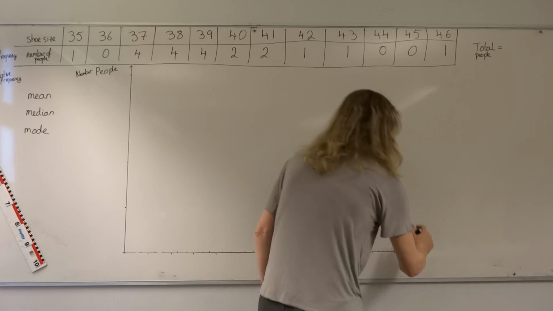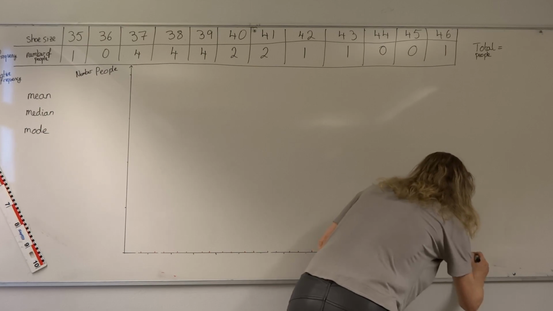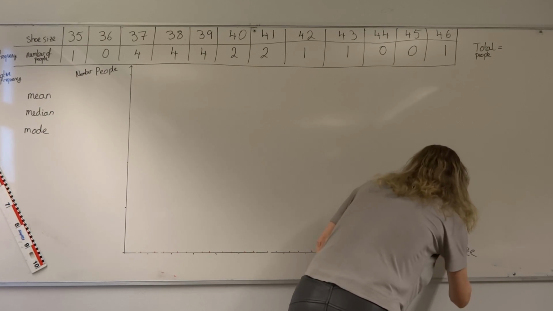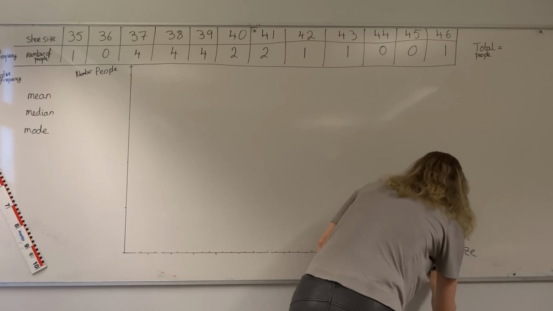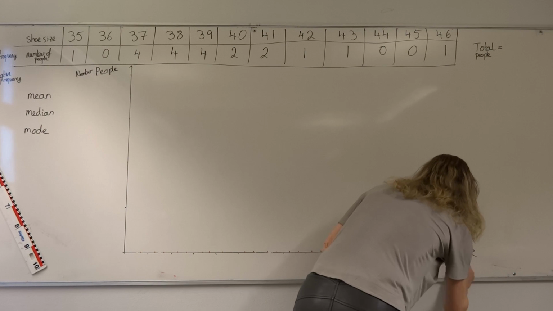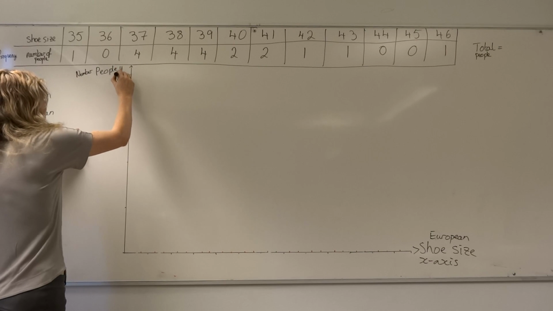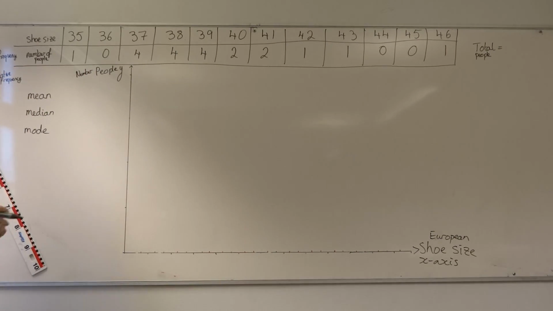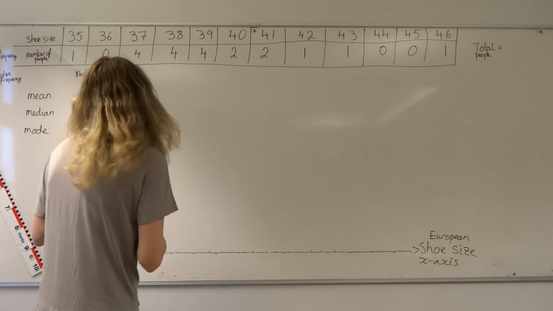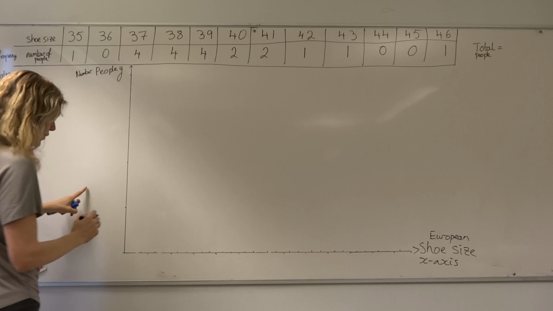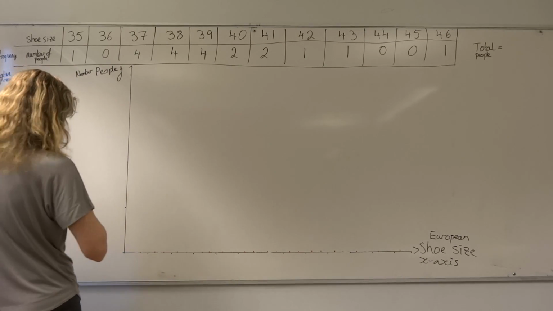European shoe size. So we have here the x-axis as being shoe size, European. My x-axis is the European shoe size, and my y-axis is the number of people in my investigation. And I just went around into some random classrooms and asked people for their shoe size. So there was one person who had a shoe size of 35.